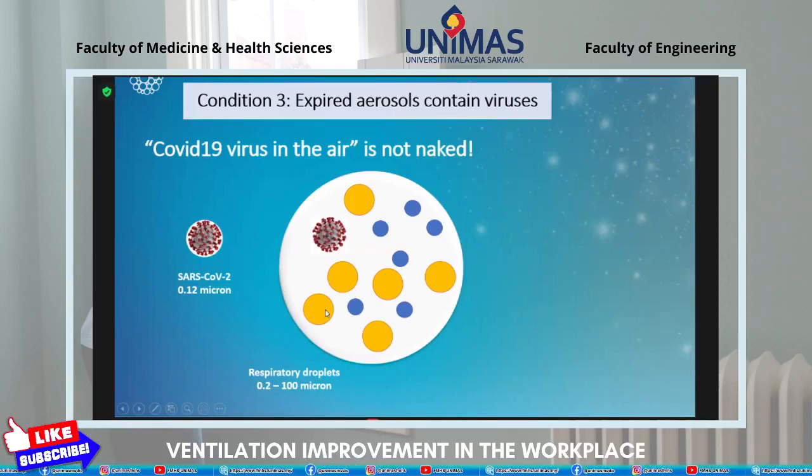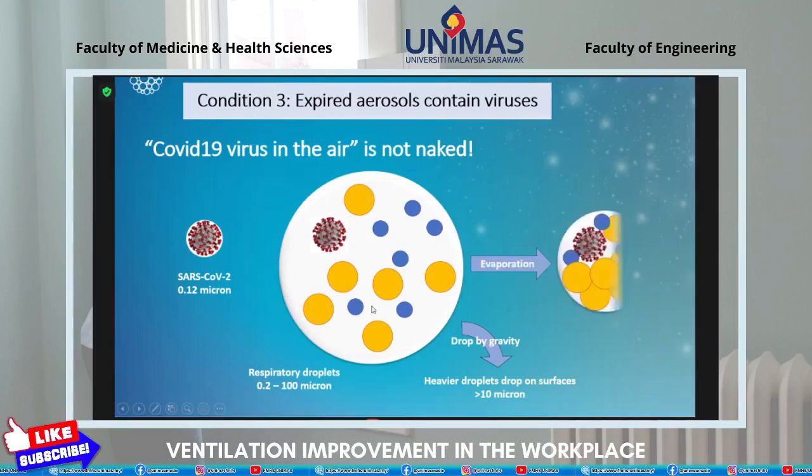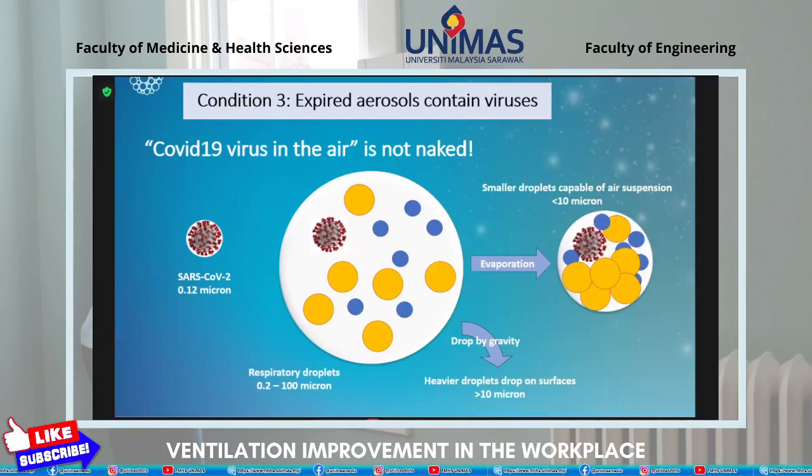Now, the viruses that are so-called floating in the air are actually not floating naked. It's actually contained in the respiratory droplets. And we know that the bigger droplets will drop by gravity, especially those more than 10 micron, and the smaller ones will suspend in the air. Sometimes the bigger droplets go through evaporation and become smaller and hence suspend in the air. The air suspension can also be caused by the resuspension of droplets on a surface. For instance, if you have a contaminated surface and you hit on the surface, the droplets will get resuspended in the air. So these are all different factors that cause suspension of the droplets in the air.